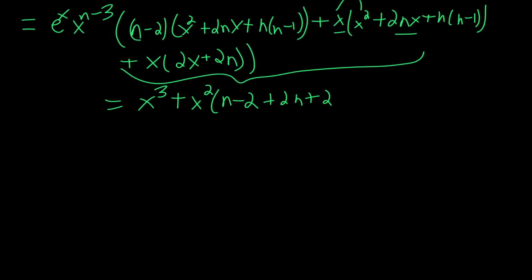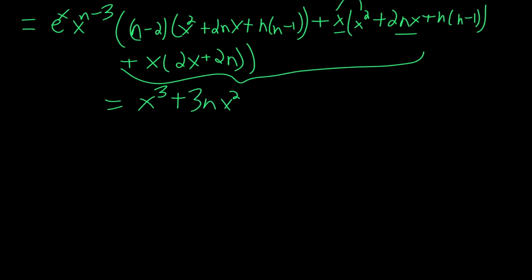And you'll see here that a lot of the stuff cancels, or half of it at least. We have plus 2 minus 2, right? So we just get rid of those. And then we have an n plus 2n, so that's just going to be 3n. So we have 3nx squared.